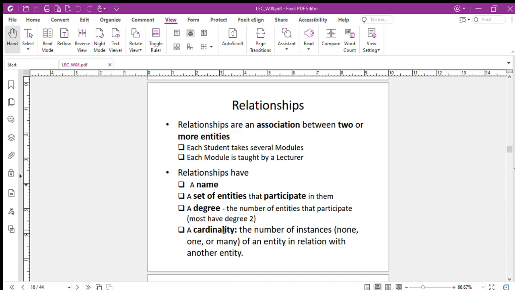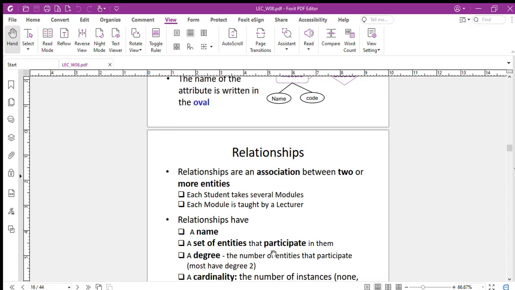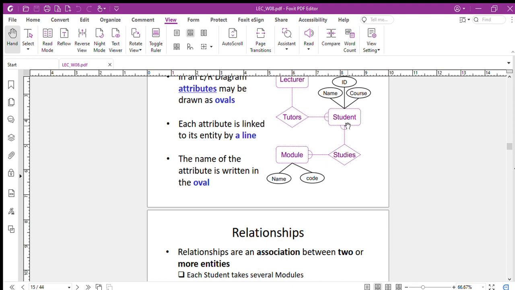Last thing is the cardinality, the number of instances of an entity in relation with another entity. So cardinality is the multiplicity. So one student is taking how many modules? More than one, right? You can take more than one module, so you can say many modules. So this round sign over here is representing many. And likewise, a module is taken by how many students? A module is taken by many students. So that's why we have placed this many sign over here.